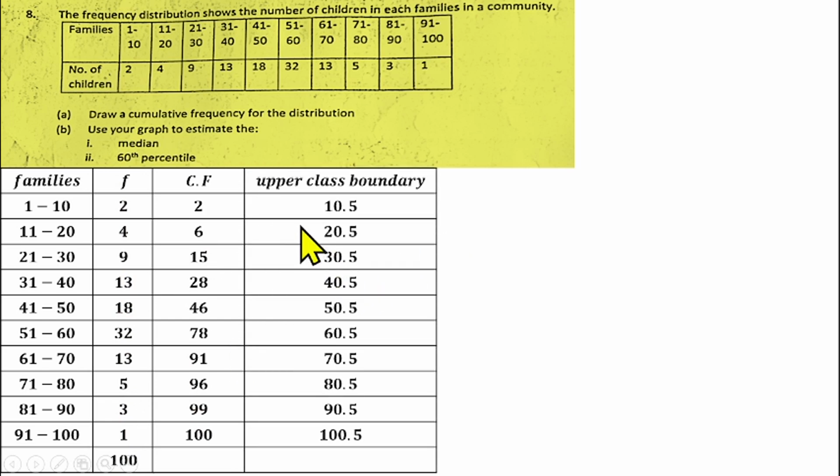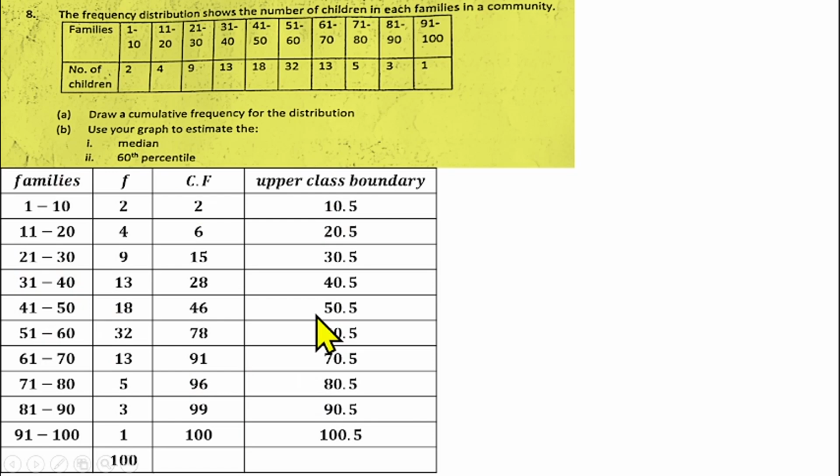Then the next thing you have to do is to get the upper class boundary. Upper class boundary is gotten from upper class interval. So you need to add 0.5 to the upper class interval to get upper class boundary. So 0.5 plus 10 will give us 10.5. 20 plus 0.5 will give us 20.5. 0.5 plus 30 will give us 30.5, and so on. These are the upper class boundaries. Then what you are having now is called cumulative frequency table.